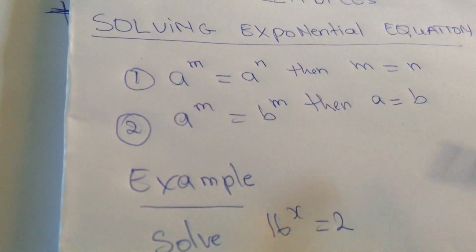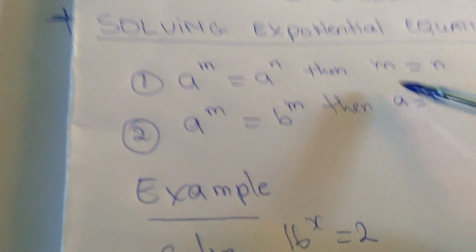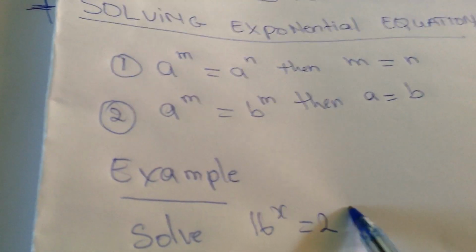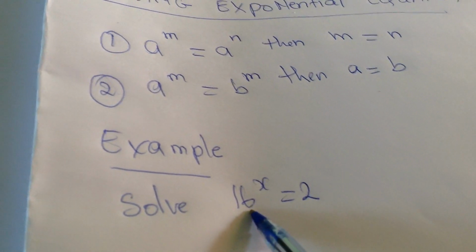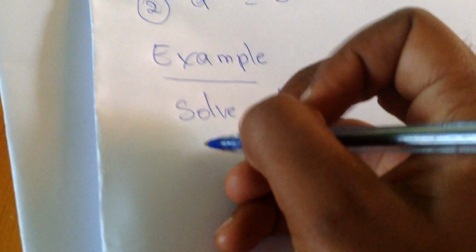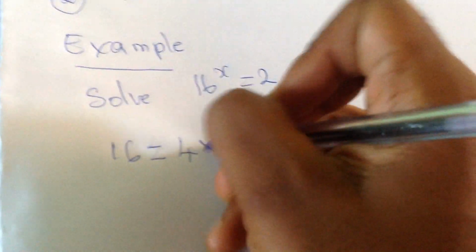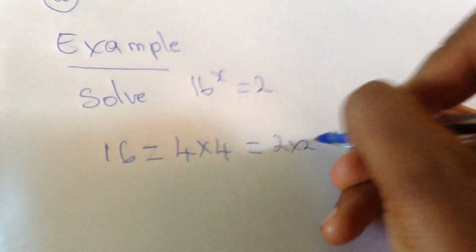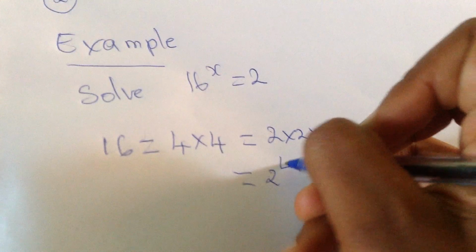Now to identify the rule that will help you solve this, you can look at it. You can see that the indices cannot be the same. This is x and this is 1. You can't do anything about it. But the base, you can actually transform 16 as 2 raised to the power of a number, because we all know that 16 is equal to 4 times 4, which is equal to 2 times 2 times 2 times 2. I like taking my time, which is 2 raised to the power of 4.